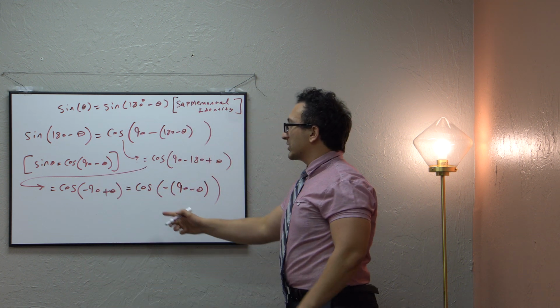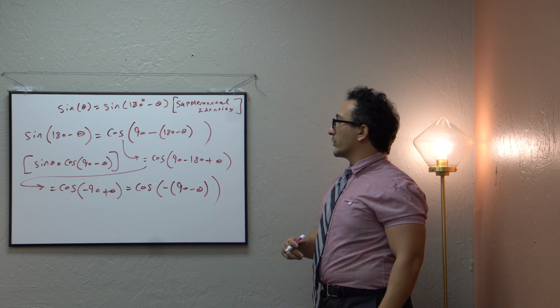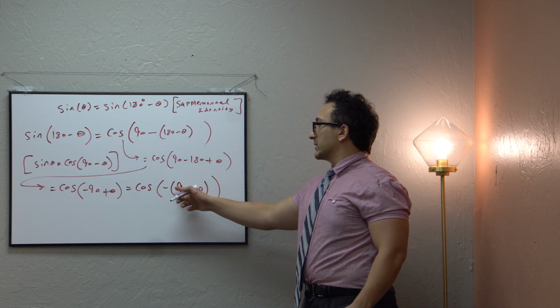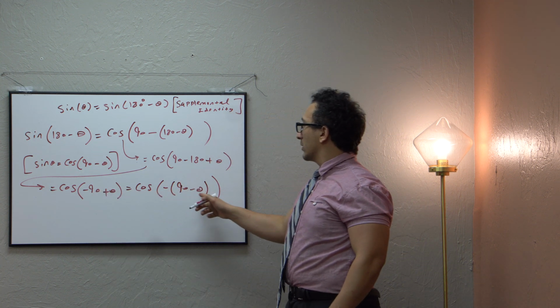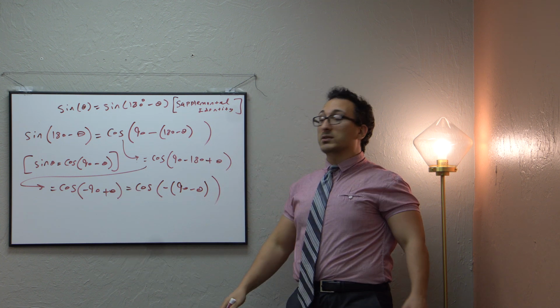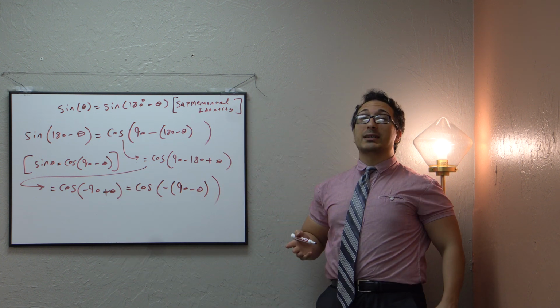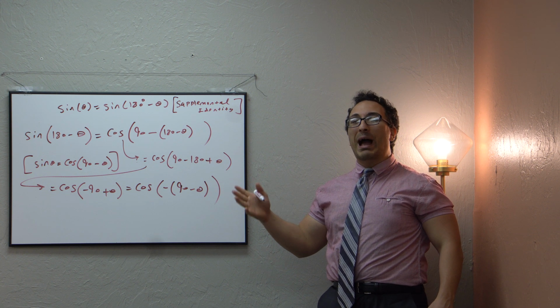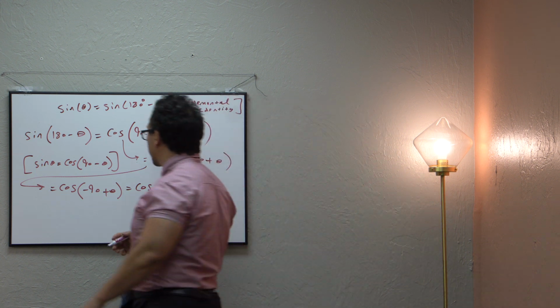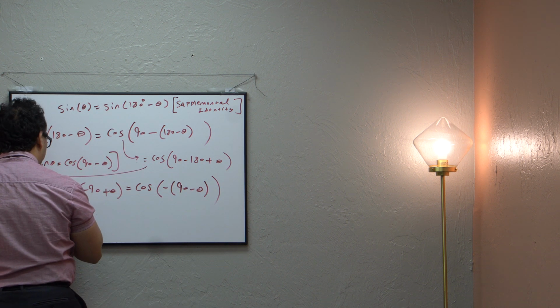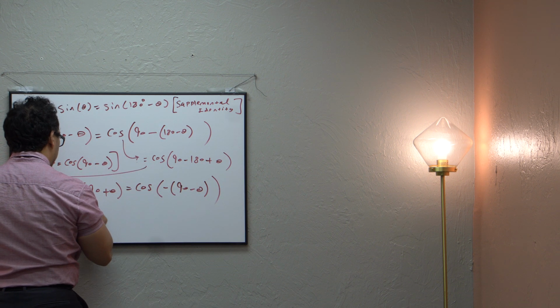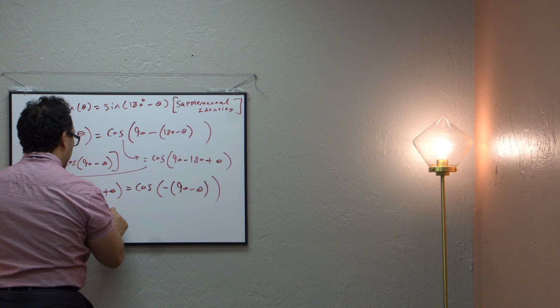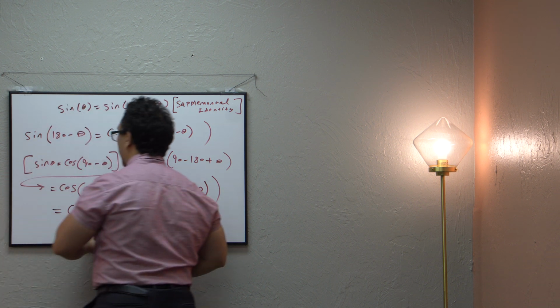Okay, I just factor out a negative here and rearrange the terms because when I distribute this negative here, it restores what we had on the left hand side, so it's valid. But cosine is an even function. So what happens to this negative sign is cosine eats it. Because it's an even function, this is the same thing as cosine of just 90 degrees minus theta, okay?